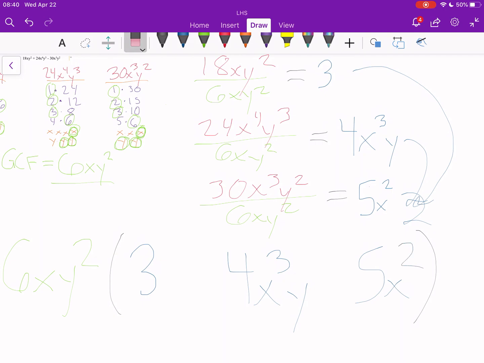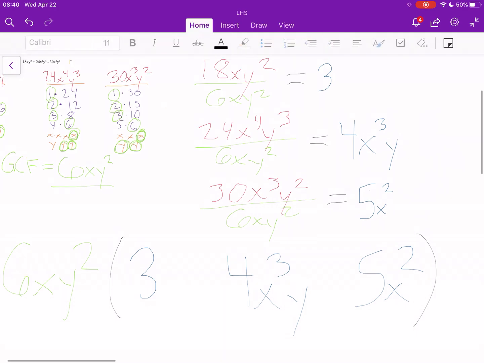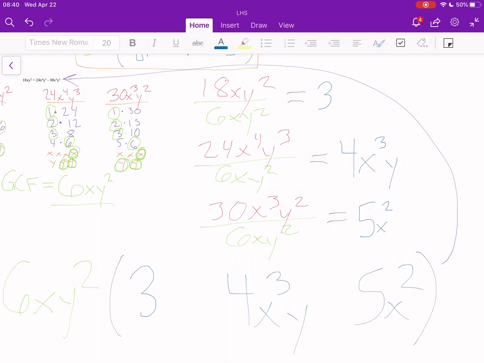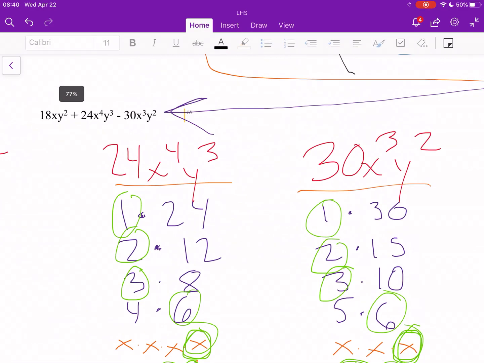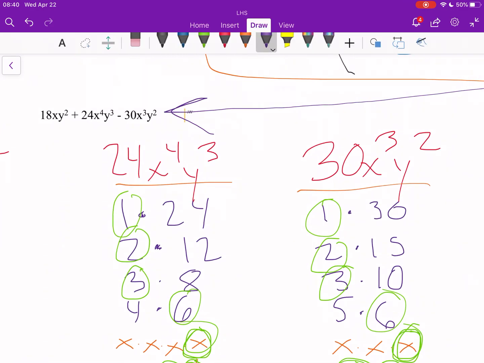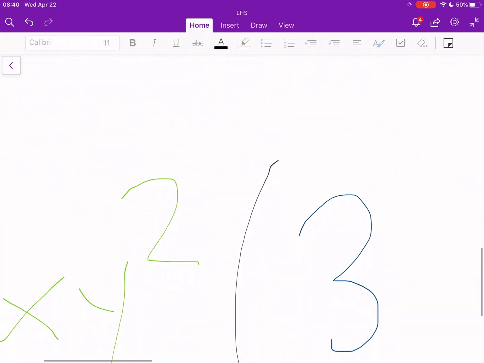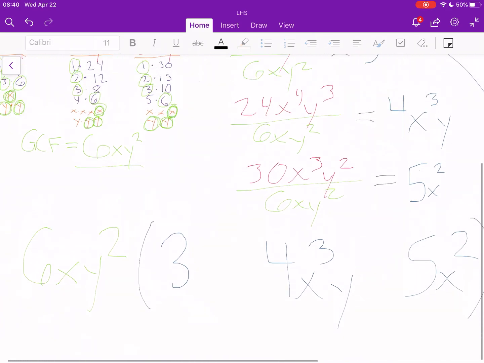Because now the final step is to look back at my original problem, look back at those terms, which look really tiny compared to everything else I've written, but I'm looking way back over here at the original ones to see what the signs were on each piece. So I see the first one's positive, second one's positive, third one's negative. So it should follow that same pattern with what I'm writing in my parentheses here.